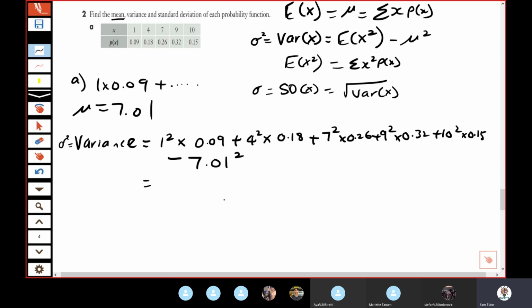So again, 1 times 0.09 plus 4 squared times 0.18 plus 7 squared times 0.26 plus 9 squared times 0.32 plus 10 squared times 0.15 minus 7.01 squared becomes 7.4899, which means standard deviation is 2.74. Just confirm all that.